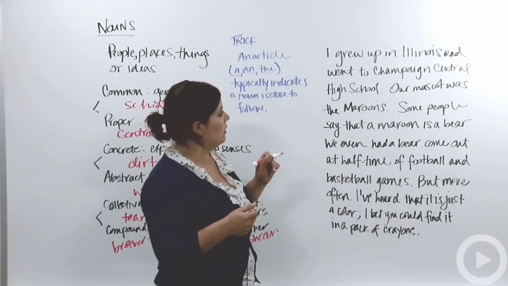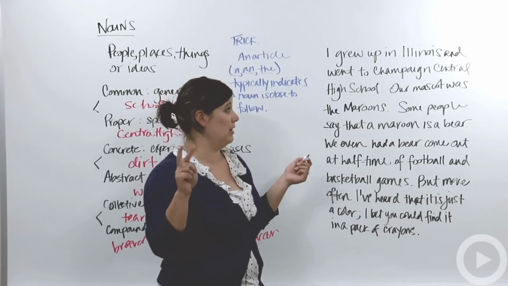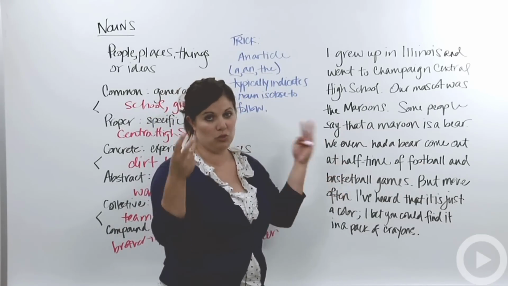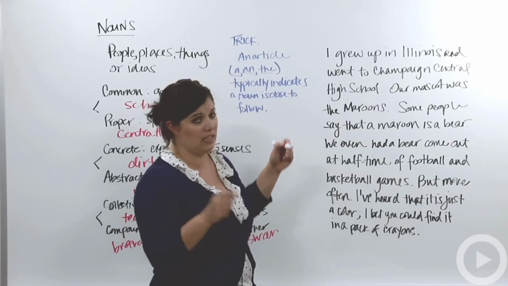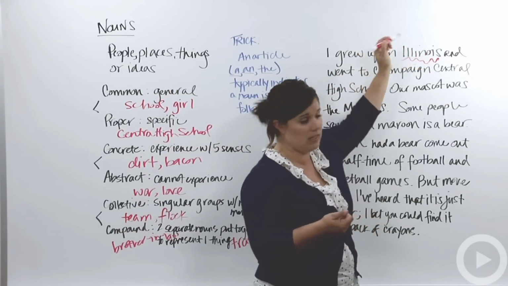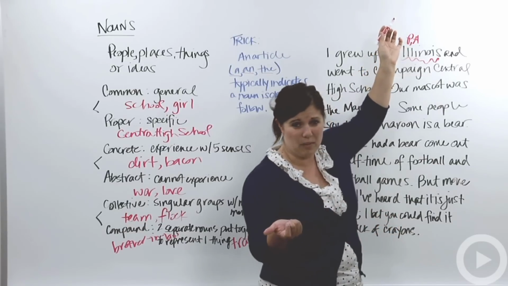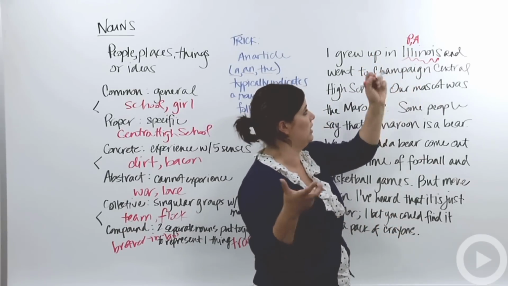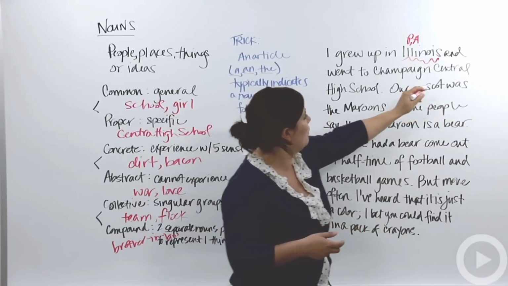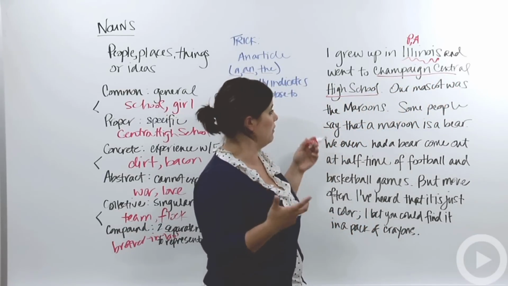So we have, I grew up in Illinois and went to Champaign Central High School. All right. I see two capitalized words in the middle of this sentence. So that clues me in I might have some proper nouns. So Illinois is a state. That's a proper noun. It's also theoretically abstract, because I guess you can't package up Illinois and send it somewhere. And then you've also got Champaign Central High School, another proper noun, the name of a school.